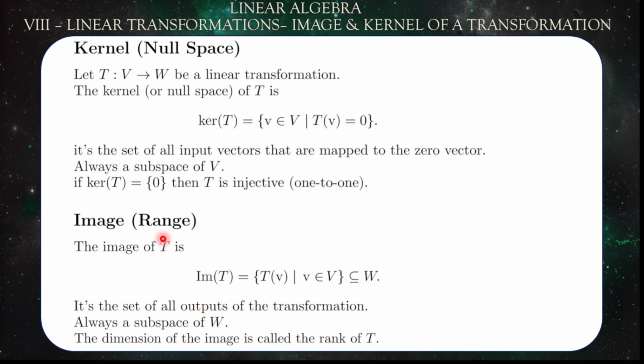Image, or range in other texts. The image of T is given by image of T equals T of V for V existing in V included in W. It's the set of all outputs of the transformation, or the set of columns that are unique within the matrix. It's always a subspace of W. The dimension of the image is called the rank of T. And again, as a reminder, dim of ker T plus dim of image of T, which is the rank of T, as we've seen in the previous example, was 1 plus 2. It gives us the dimension of V, which is 3 in the previous example.